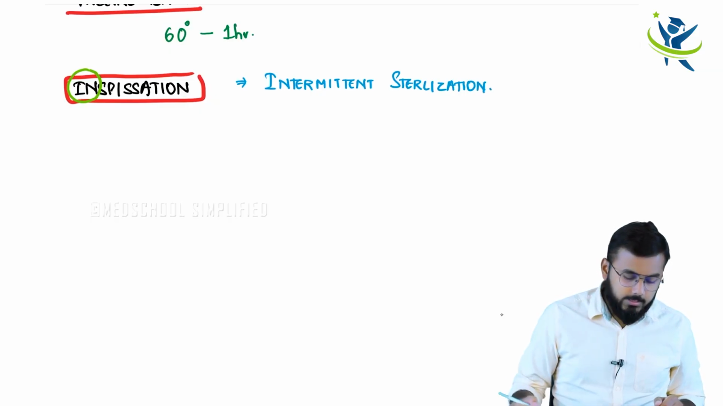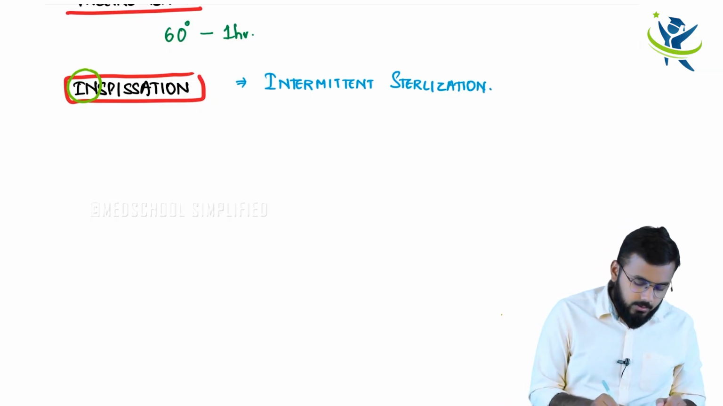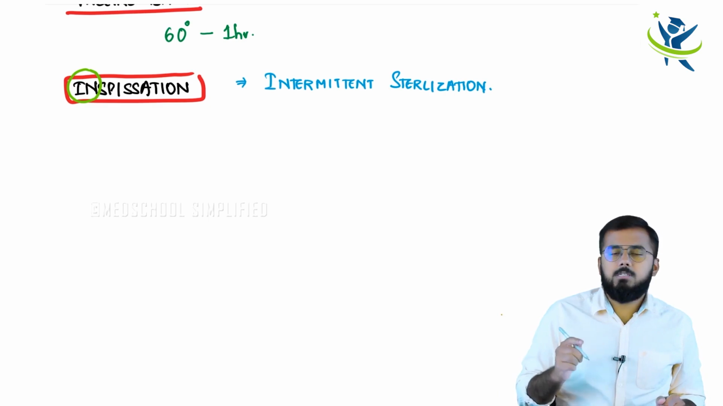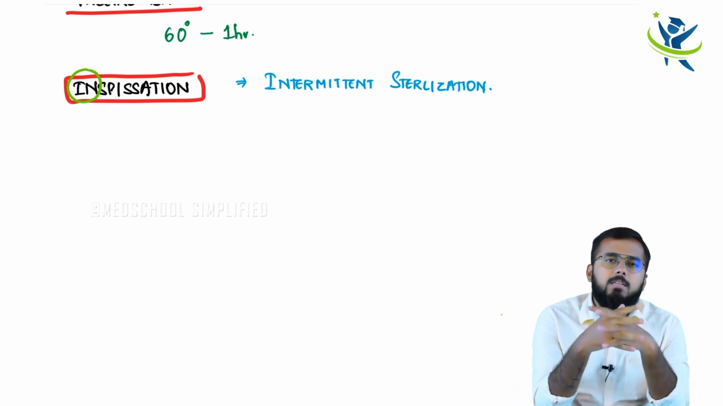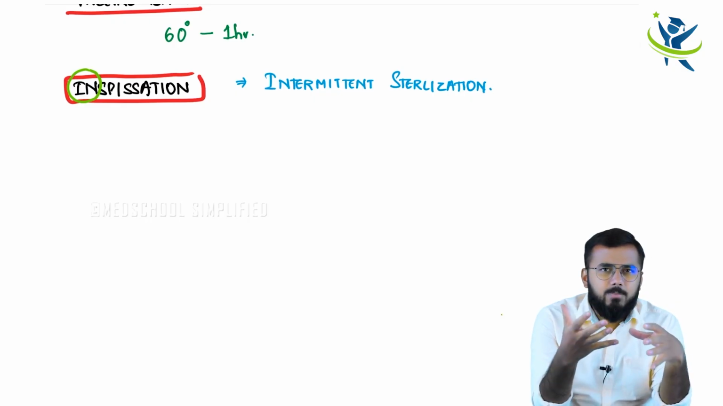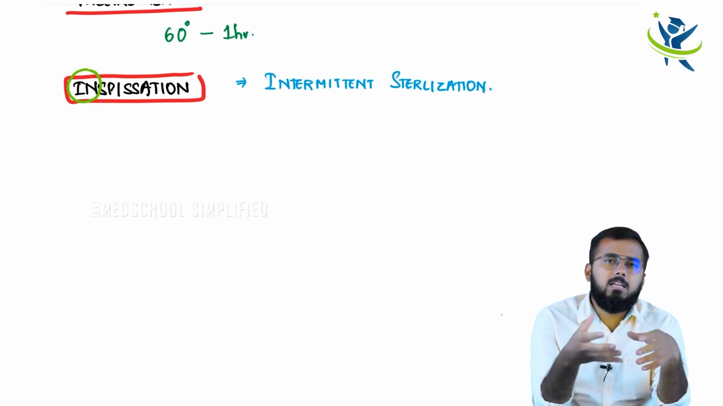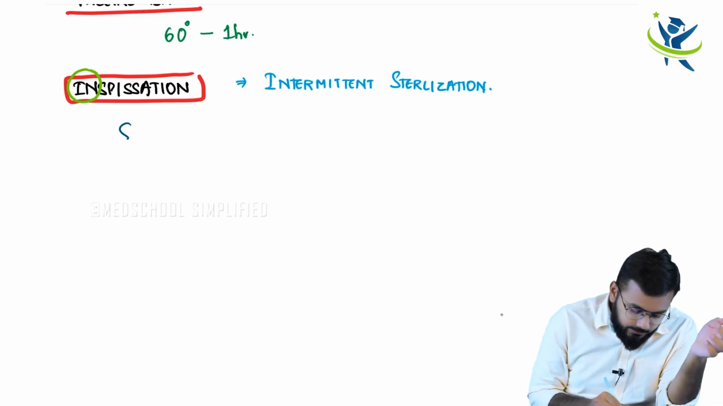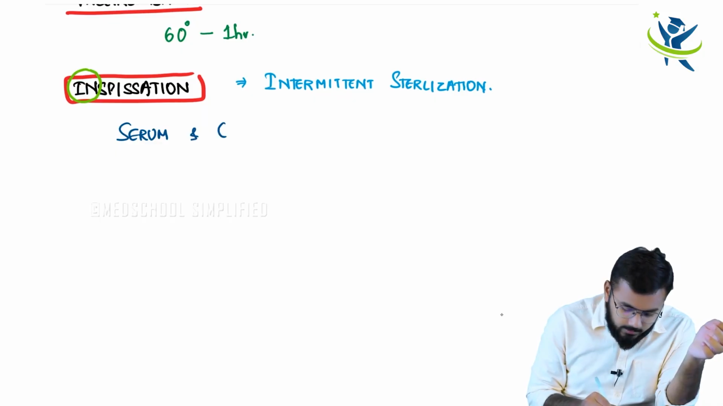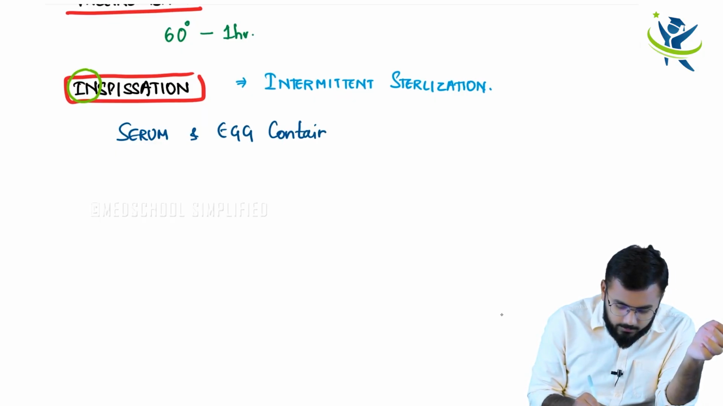Now in this intermittent sterilization, first of all you have to lower the temperatures. What you heat here is either a serum or egg containing culture media. Okay, so you basically heat the serum and egg containing culture media.